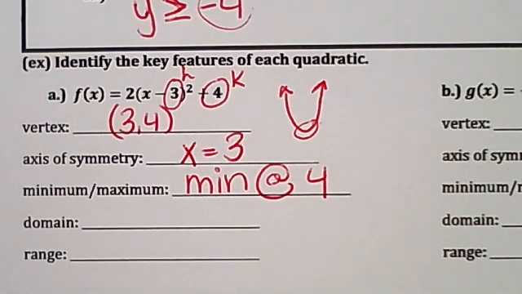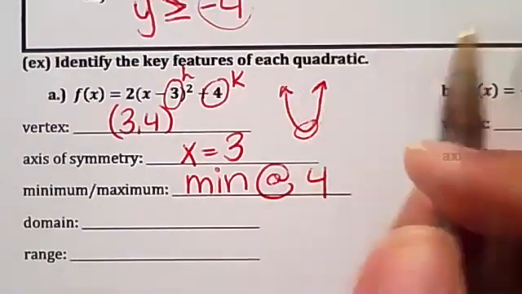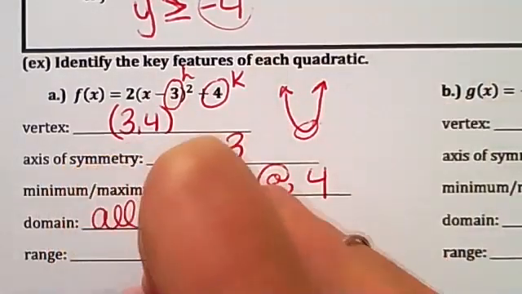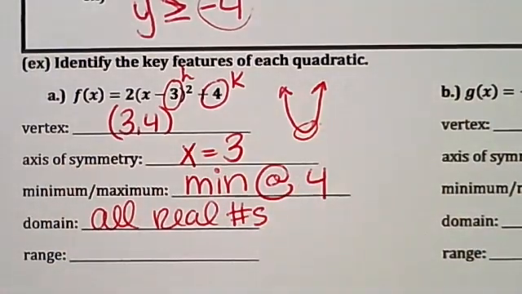Next is domain. Remember, domain is always going to be all real numbers because this is going on forever to the left and the right. So this is all real numbers. That's always your answer for domain in this section.